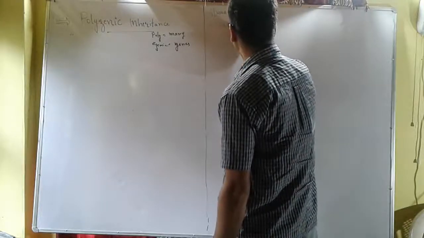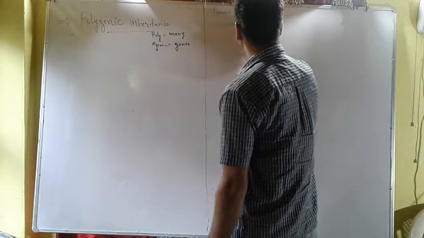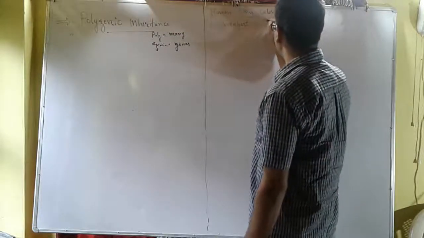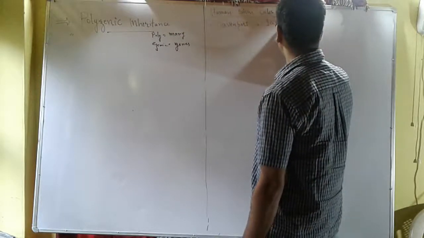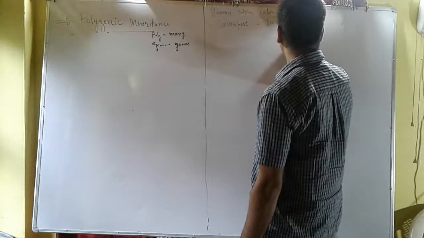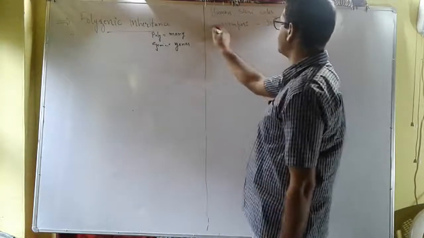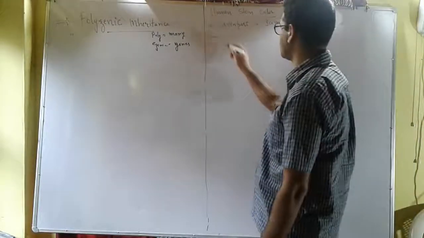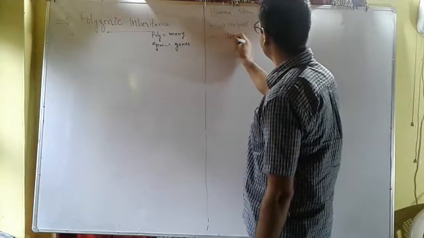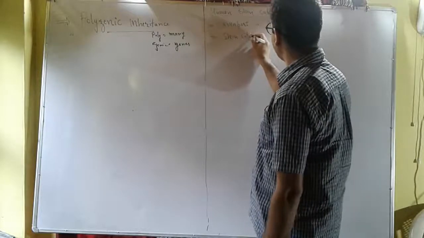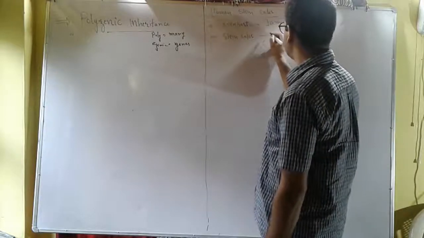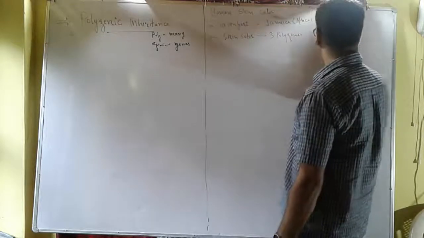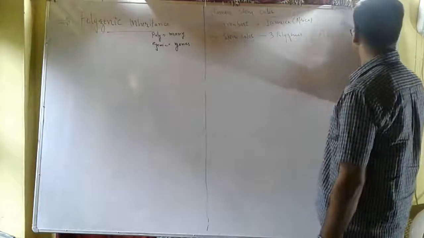Davenport. Human skin color was first studied by Davenport in Jamaica, Africa. The skin color in humans is controlled by 3 polygenes, A, B and C.